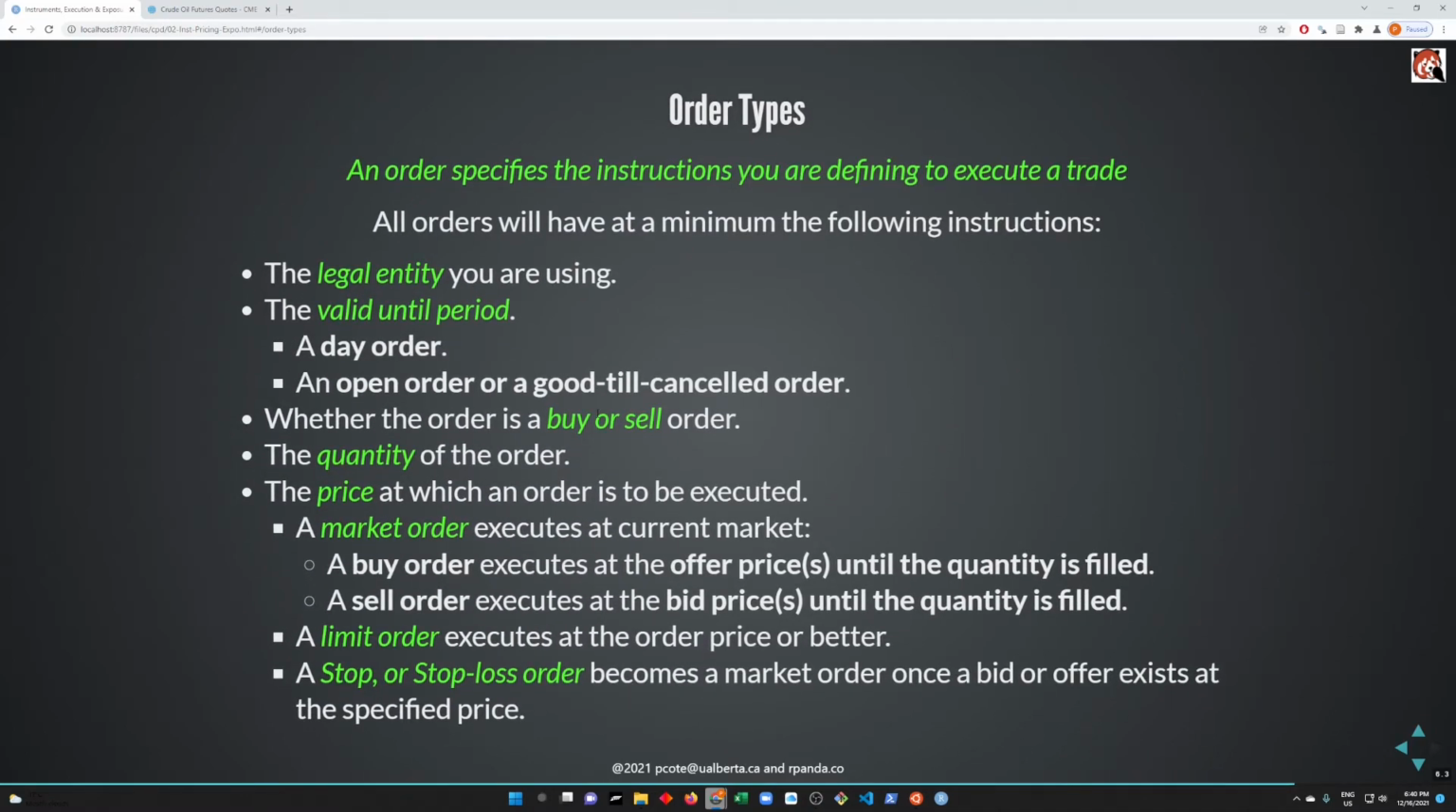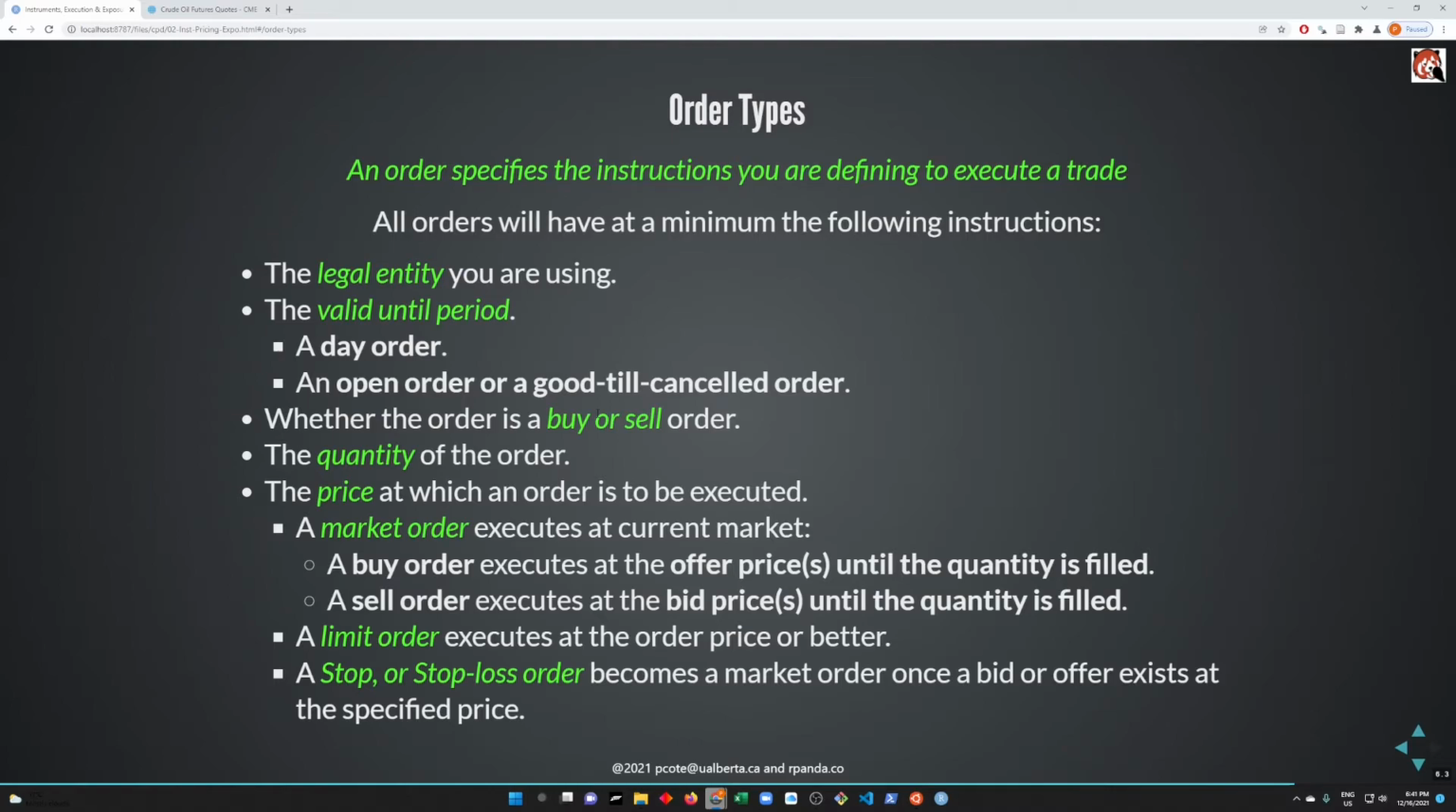Types of orders. An order is fairly important. An order describes the execution that you seek to achieve through a set of instructions. Common terms that need to be part of an order would be first a legal entity you are using. For example, if you're buying stocks through your own account at a discount broker, the legal entity is yourself, your account. If you trade for a company, it would be the legal entity of the company.